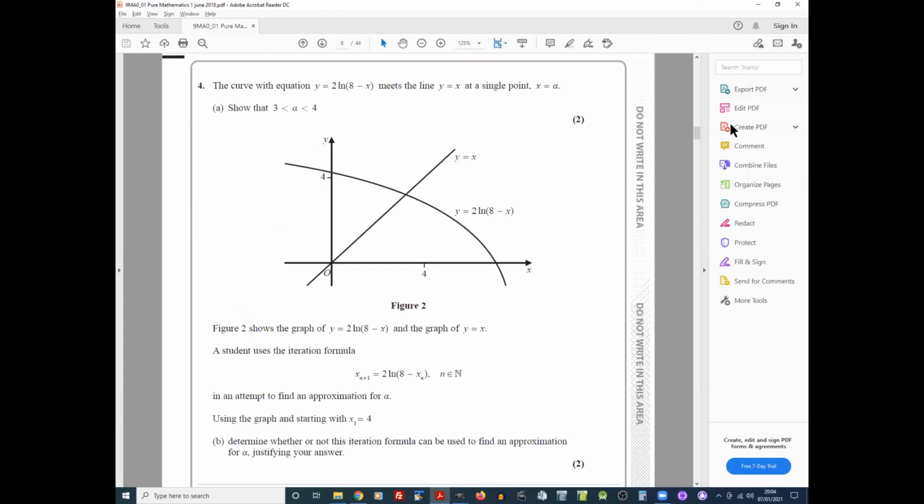Now, the curve with equation y = 2 log of (8 minus x), that's the curve there, it's labelled. It meets this line y equals x, which of course has a gradient of what? Y equals x. No, 1, sorry. 1, and therefore is at an angle of?